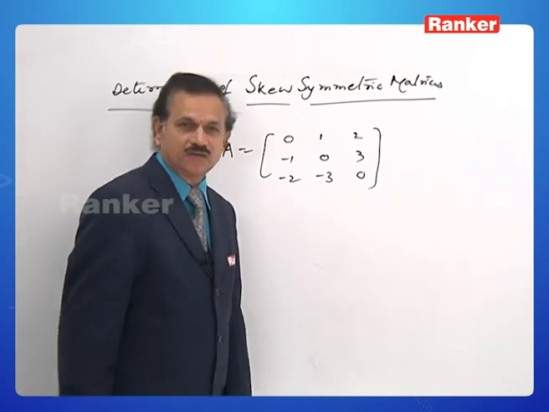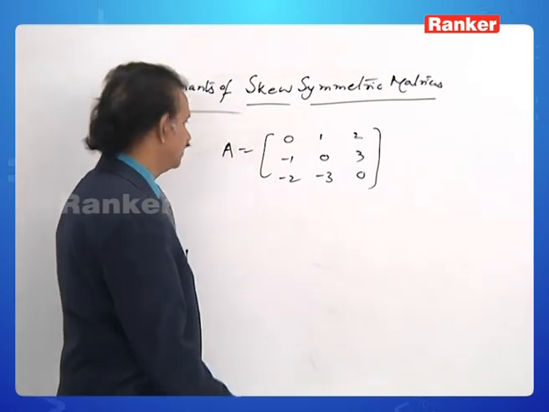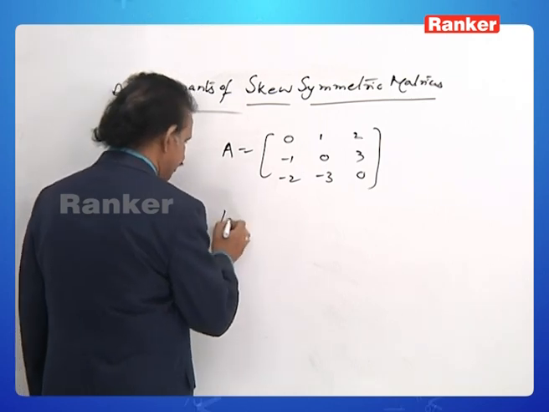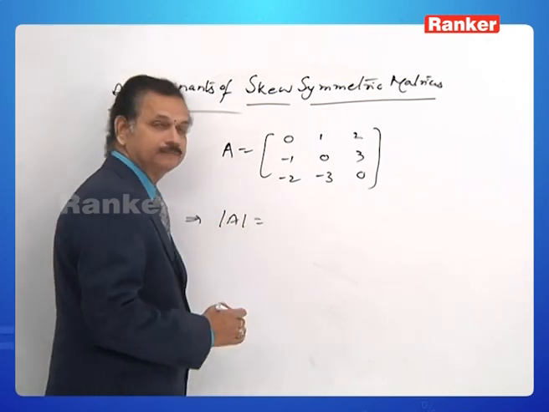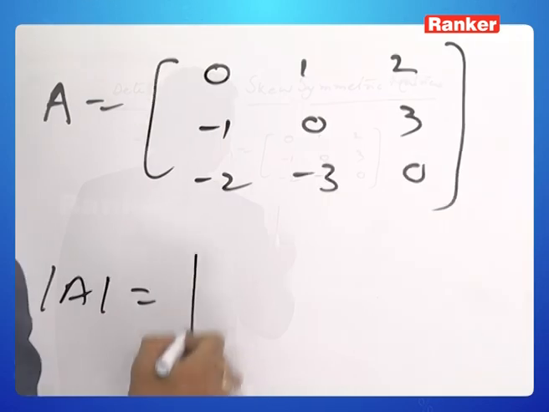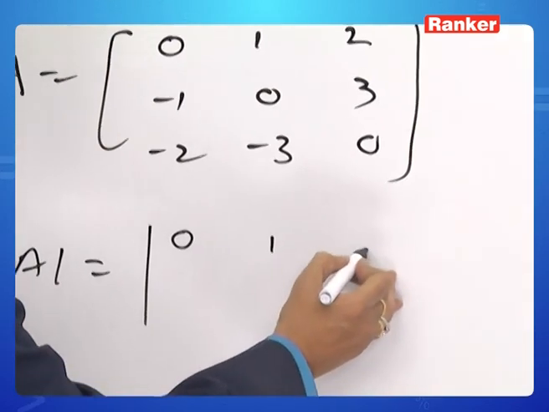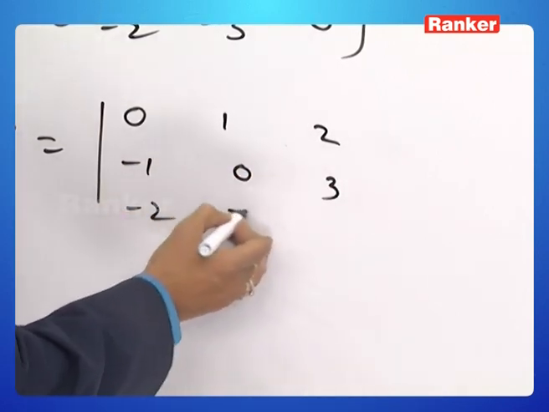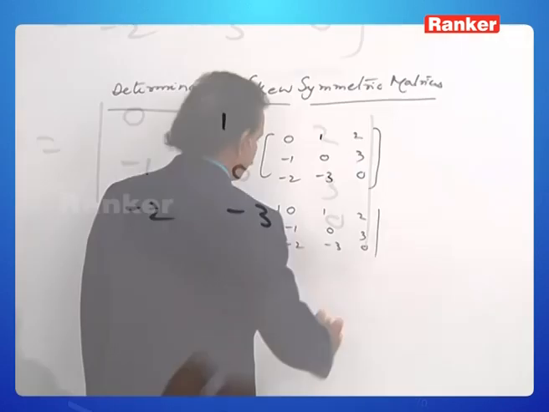Observe this matrix. Surely it is skew-symmetric, of course. It is skew-symmetric. What is the determinant? That A is equal to 0, 1, 2, minus 1, 0, 3, minus 2, minus 3, 0.